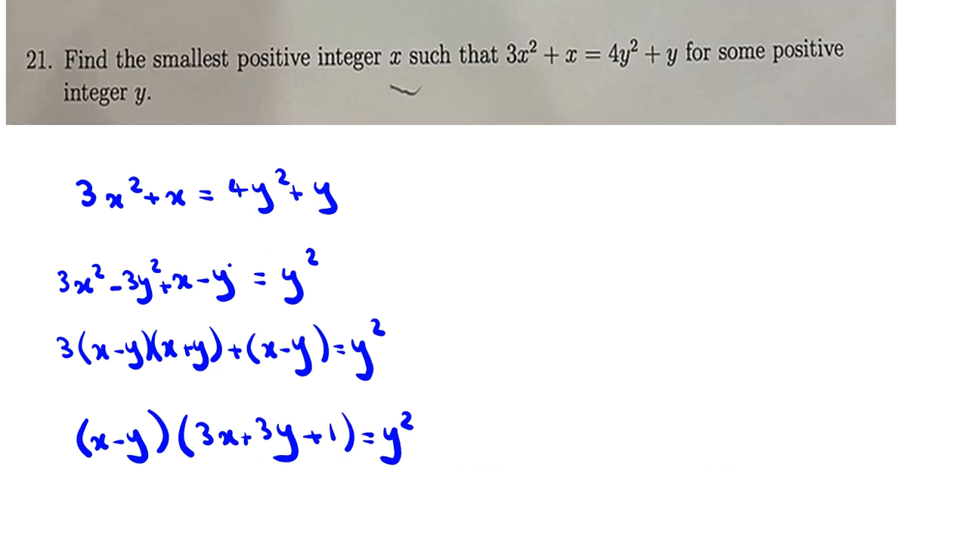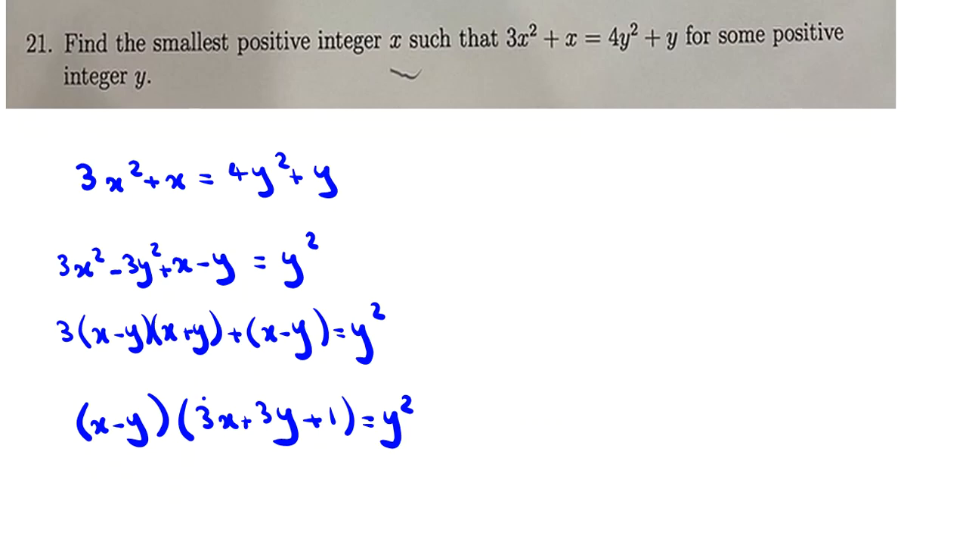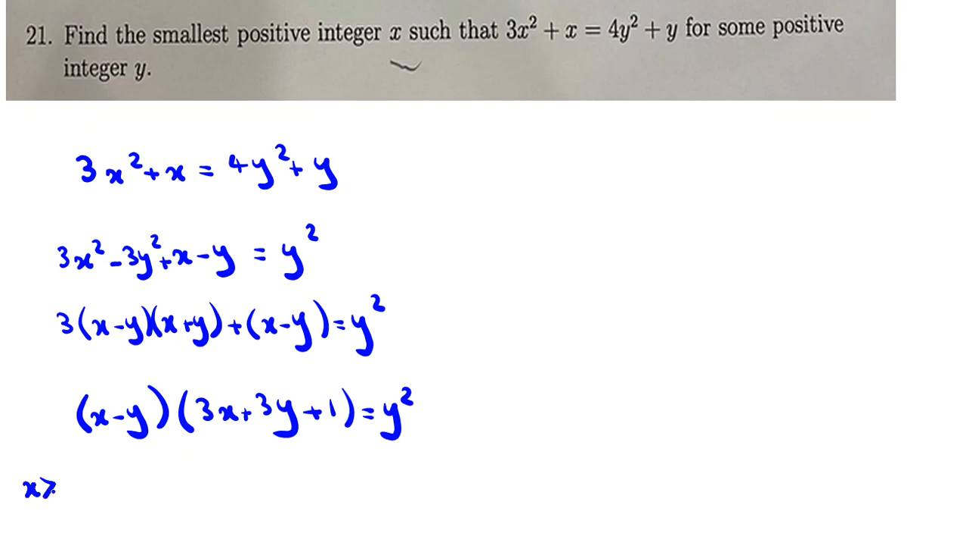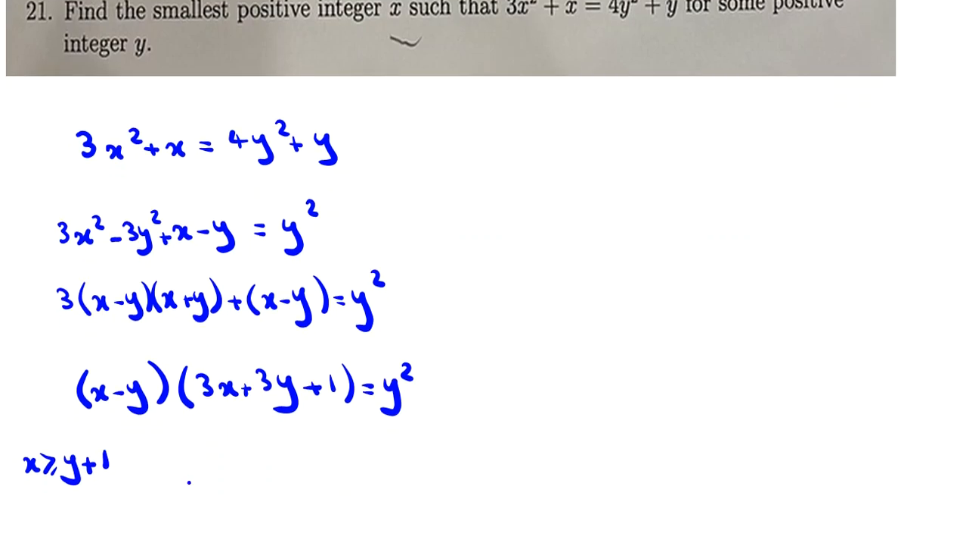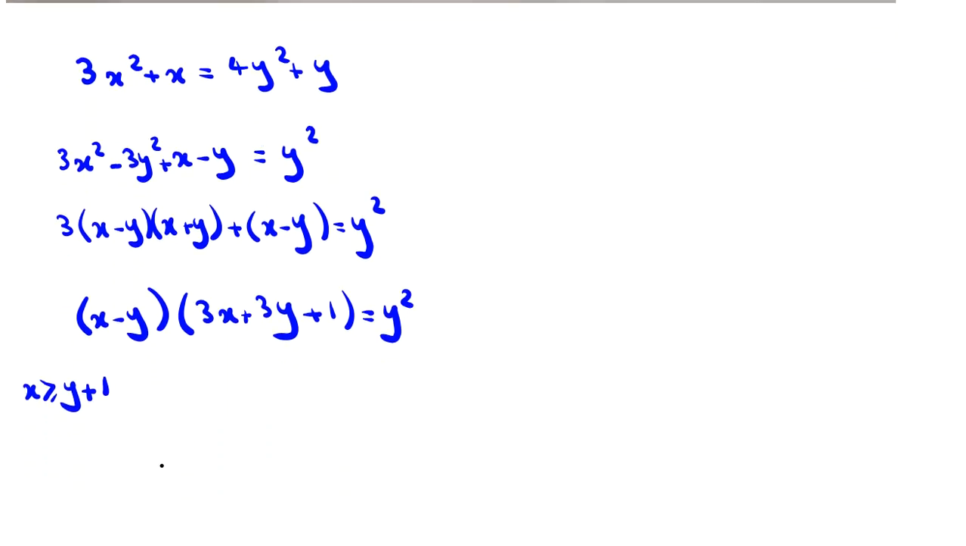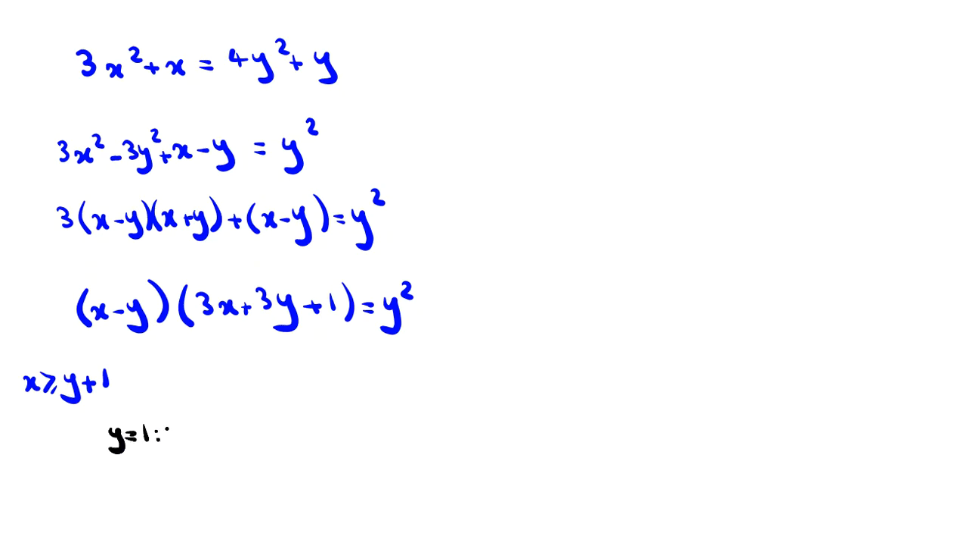Okay, so here we know it is positive, so this one should also be positive. So x is greater than or equal to y plus 1. If you want to solve this, for example, you can check some small examples. We can say if y equals 1, then x minus 1 times 3x plus 4 equals 1, and we see it is impossible because x is at least 1. So you can check some numbers and you can see many things.